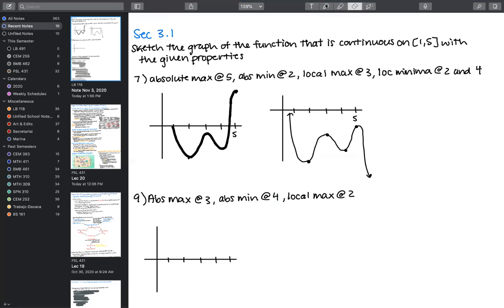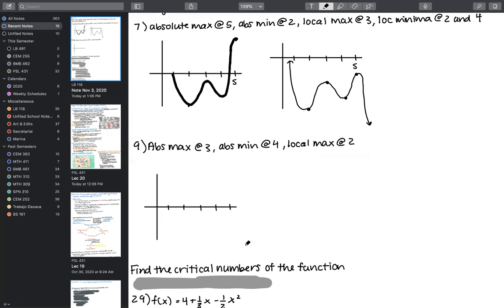Isn't relative just like the local max, isn't that another word for relative? Exactly. Okay, thank you. Yep.